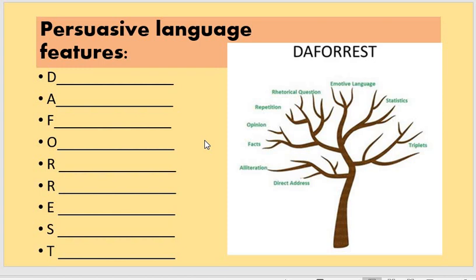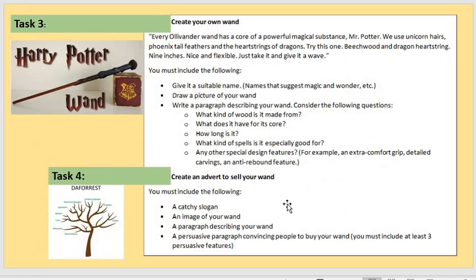So I'd like you to put the bullet points deforest down in your book. This will help you with task number 4. And then copy them across from the tree into each individual letter. So direct address will be D, alliteration A, facts F, and so on, all the way around. Then you've got them to reference. So then when you write your advert, create your advert, you'll have plenty that you can use.